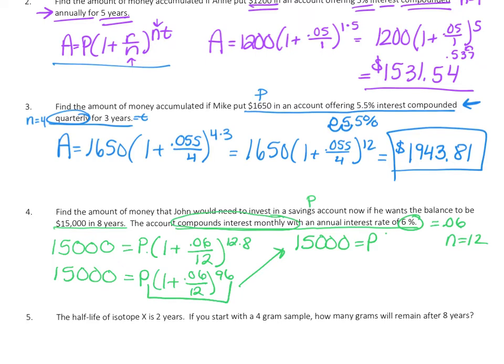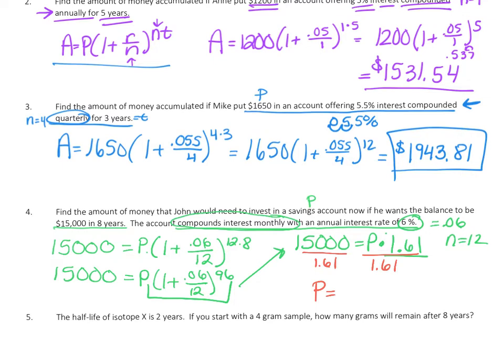So 1 parentheses 1 plus, I'm going to figure out what P is multiplied by. So 1 parentheses 1 plus 0.06 divided by 12 to the 96th power. And that gets me 1.61. Now, P is multiplied by 1.61. So to get the P alone, I'd have to divide both sides by 1.61. And I'll leave you with my principal for the starting amount that I want.